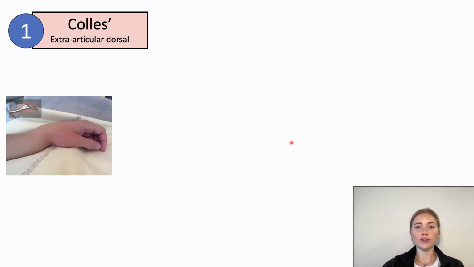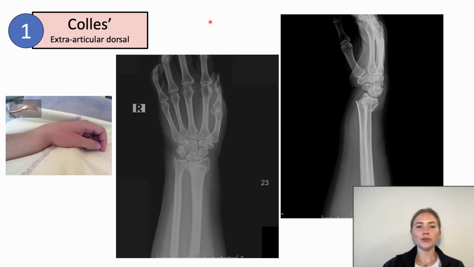You may hear this fracture described as a dinner fork deformity because the displaced distal segment causes a bump on the dorsal hand. So you can see the bump there that kind of resembles a dinner fork. Here are 2 good X-ray examples. So you can see how the fracture line does not extend into the joint there. And then on the lateral view, that's where you can really see the distal segment is causing this dorsal bump on the wrist.